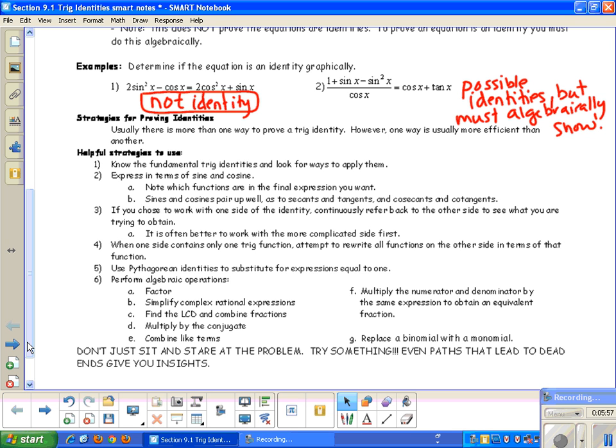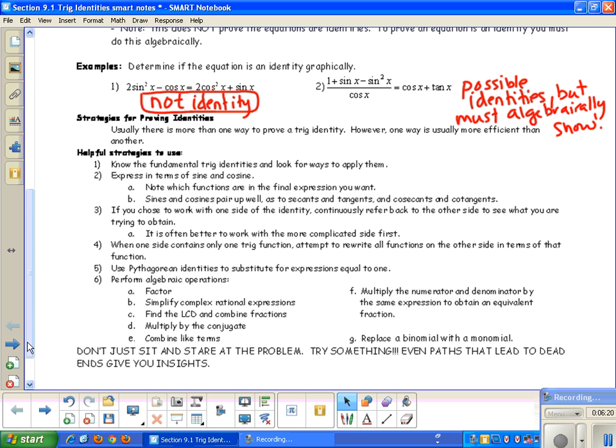The first one is know the fundamental trig identities and look for ways to apply them. That's why I keep saying you need to have these memorized, because on your test and quiz, you're not going to have them in front of you. If you're always using the identities as you're doing your homework, you're not really memorizing them. You're just using them with having them in front of you. So make sure you memorize them, and try not to use them as you do your homework.